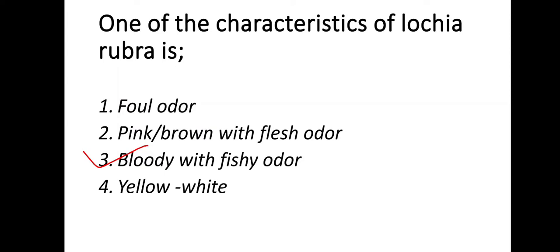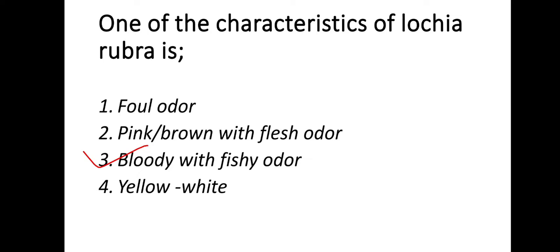Next is lochia serosa, the second one. Its color is pinkish brown. It will be seen from 4 to 10 days. The last one is lochia alba. Color is whitish yellow, yellow white. And it will be seen from 10 to 28 days. Do remember this.